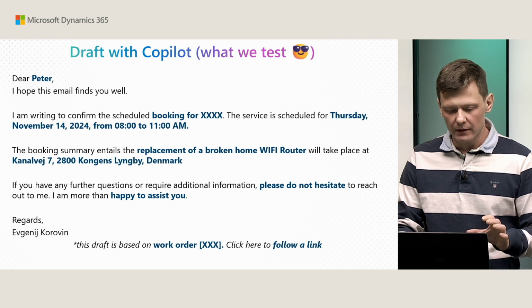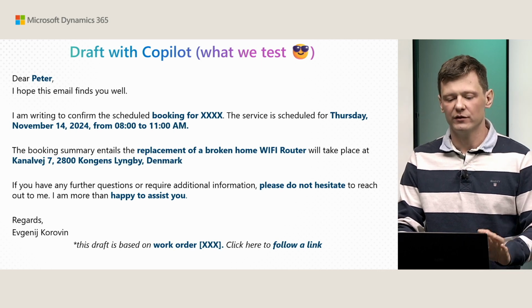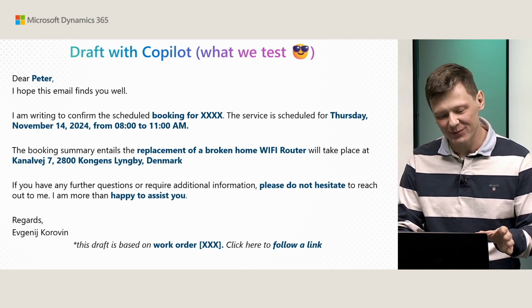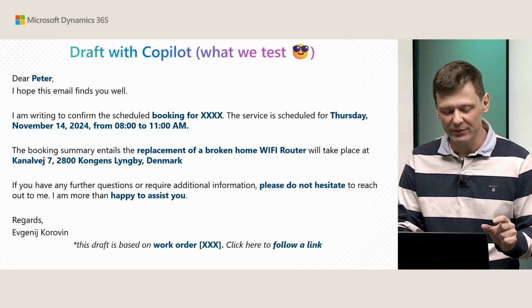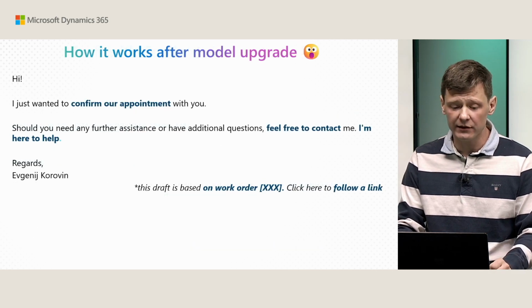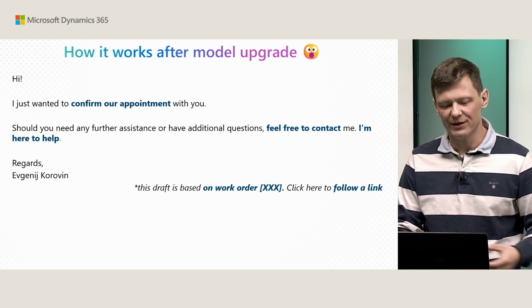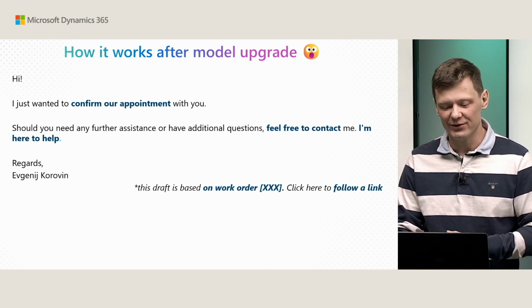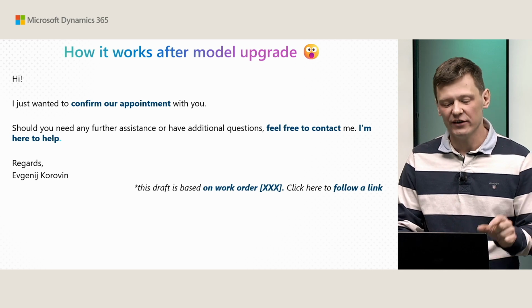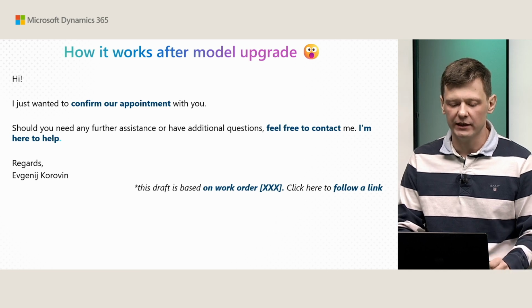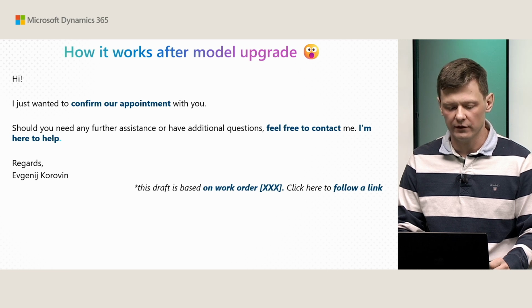So it was all great and working fine on Friday. And then over the weekend, as of Monday, suddenly that feature, that prompt, started behaving a little bit differently. And the emails we started seeing look like this. Hi, I just want to confirm the appointment. Should you need any assistance, please reach out. I'm here to help. Regards, Evgeny Korovin. And of course, you still have this link at the bottom of the email, which you can press to validate that, yes, it's a booking for you, and confirm it, and so forth.